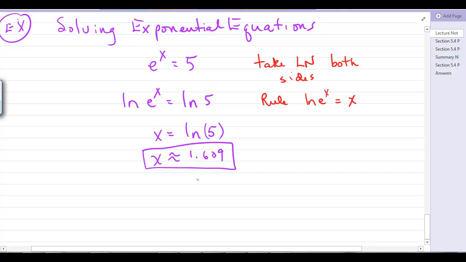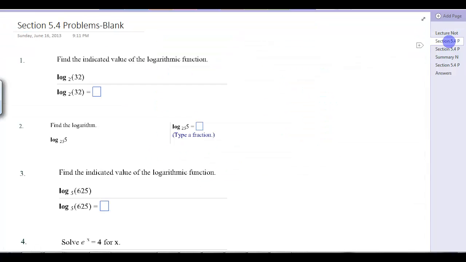So we'll have some practice with our problem set. Let's go ahead and look at those and see how we do.